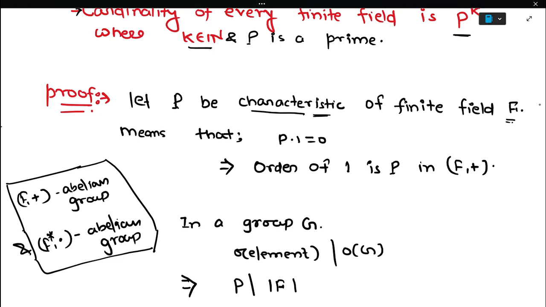I will put this proof in the description. Please watch it if you do not know that every finite field has prime characteristic.